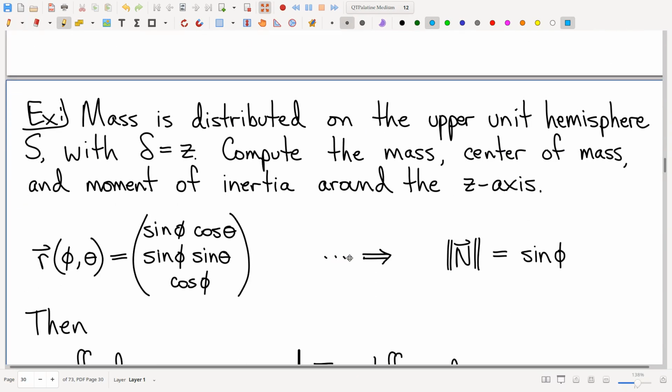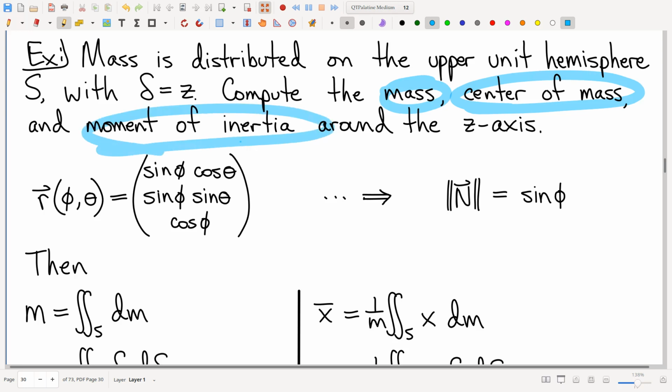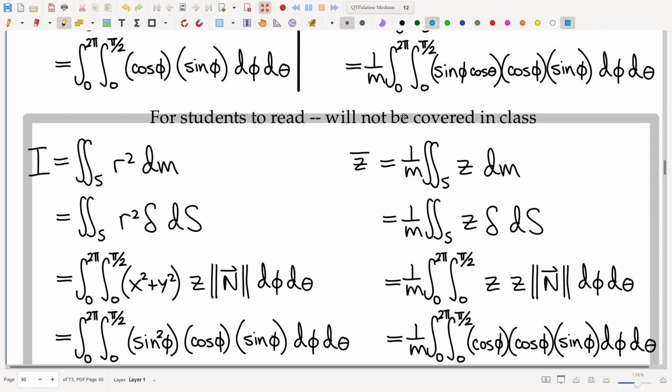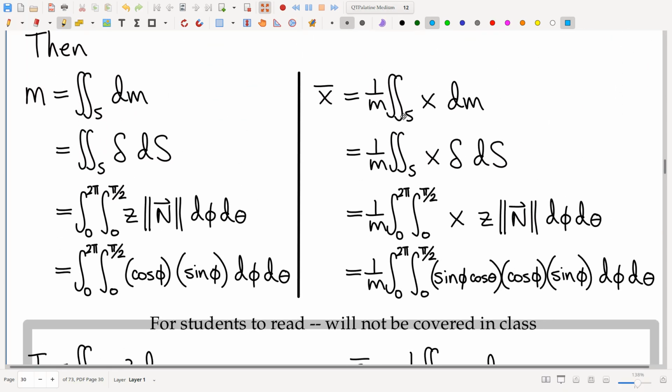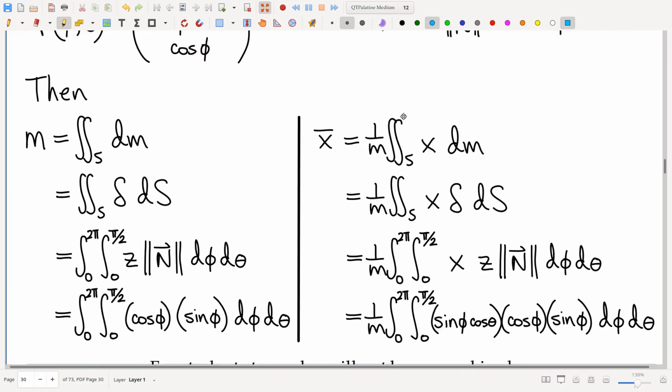Okay, so let's see an example. Now this is again deliberately analogous to something we've done with scalar line integrals. We're going to set up one scenario, and then we're going to compute four different things. We're going to compute the mass, a couple of coordinates of the center of mass, and the moment of inertia around a certain axis, etc. And you can see these calculations. There's four of them here. We're going to talk about two of them, and then the other two I'm going to suggest y'all fill in the blanks and read yourselves.